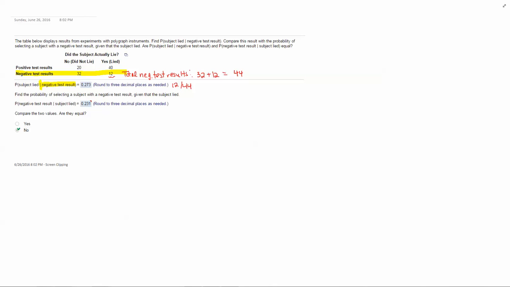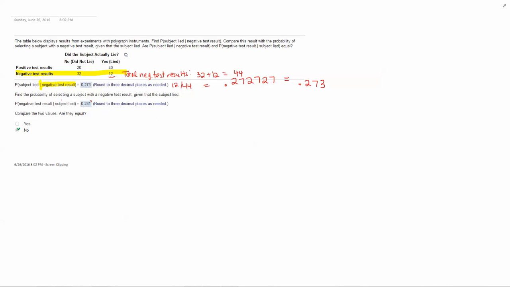So they want this to be 3 decimal places. So 12 divided by 44 is equal to 0.272727. So to 3 decimal places, that would be 0.273.